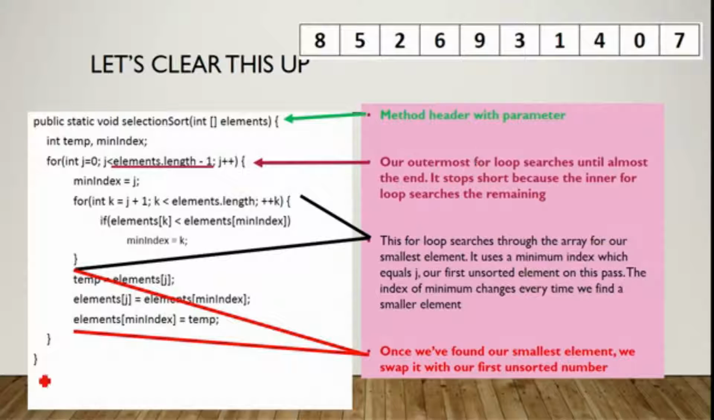Okay, and this is a basic swap. You will see this a lot. You have some third variable that holds the value of one of the two, so that way you can effectively swap them.